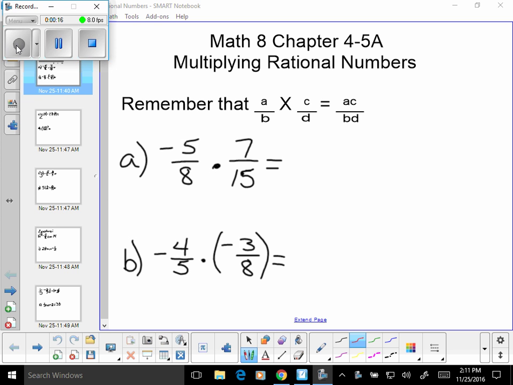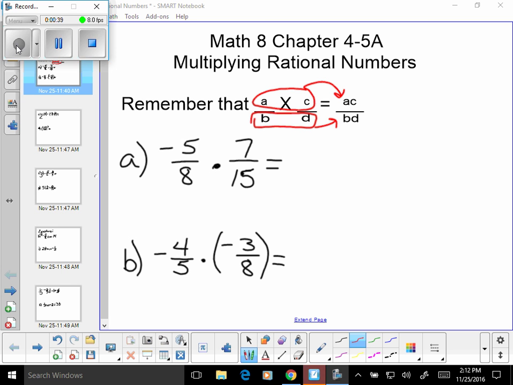The key thing to remember is that when you multiply fractions, you have a fraction a over b times a fraction c over d. You are going to multiply the numerators together. That's how we get the ac. Then we multiply the denominators together. That's how we get the bd.